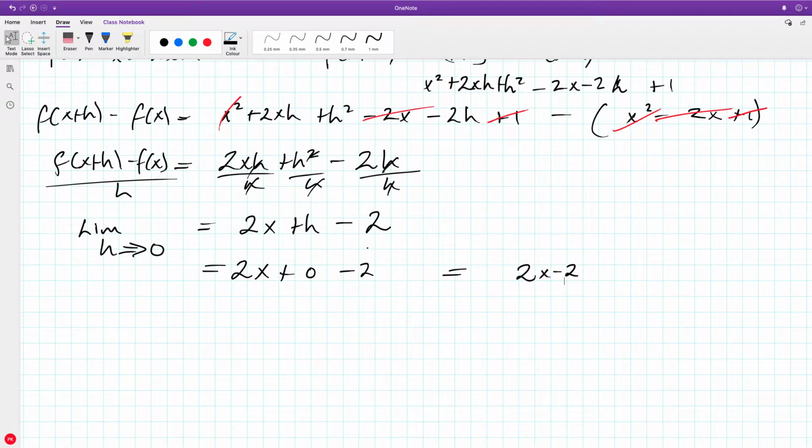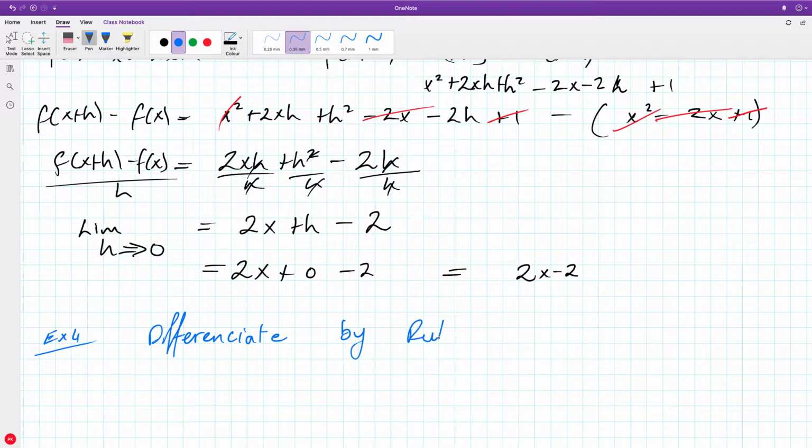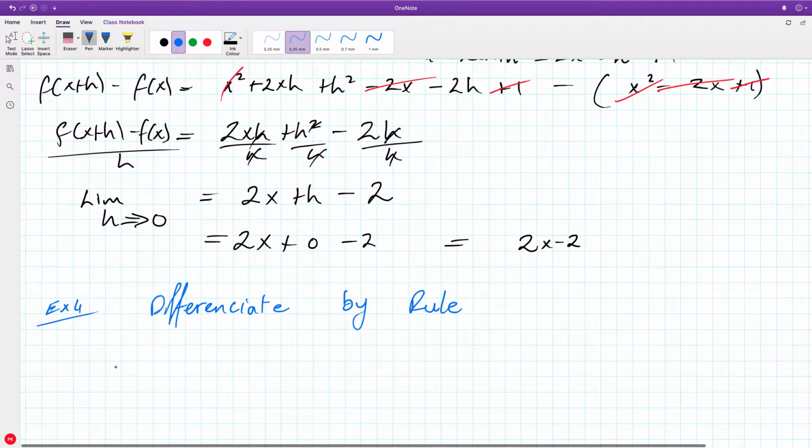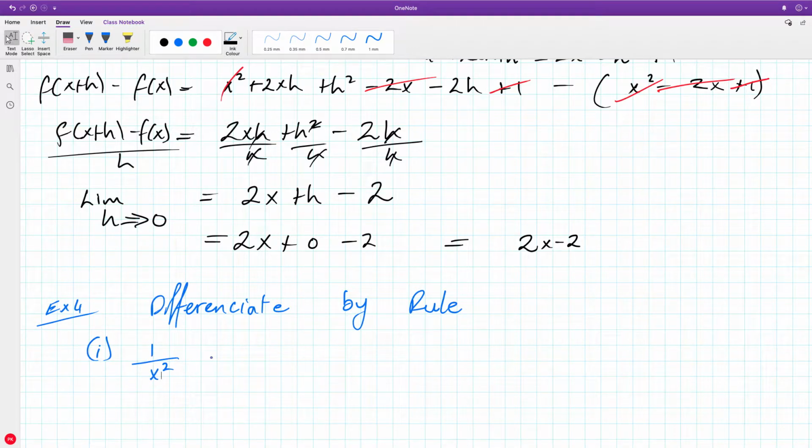On to basic differentiation by rule. So I want you to differentiate the following for me. So just differentiate the regular a. Differentiate 1 over x squared for me.